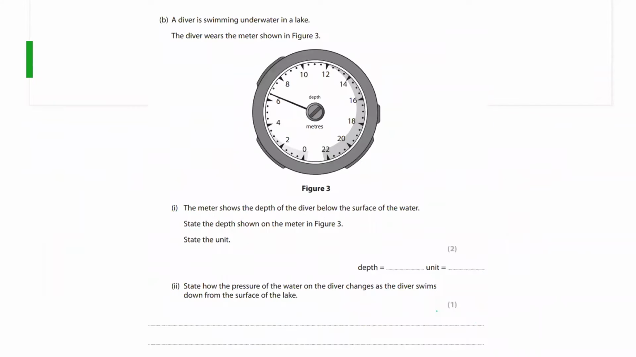A diver is swimming underwater in a lake. The diver wears the meter shown in figure 3. The meter shows the depth of the diver below the surface of the water. State the depth shown in figure 3. State the unit. Right, so let's have a look at the depth. So 6 and 8, so 7 is the middle, so it must be 6.5. It's meters, isn't it?